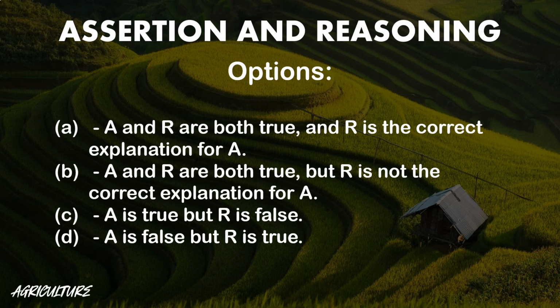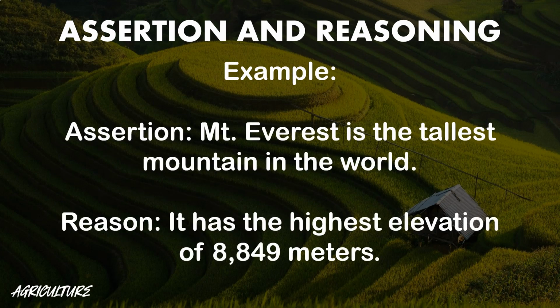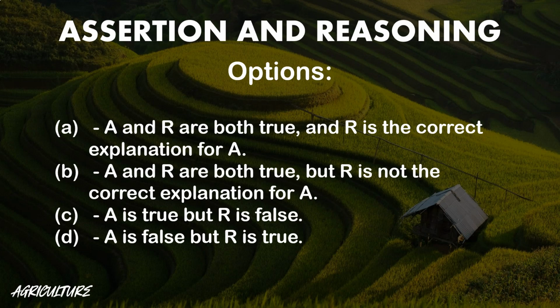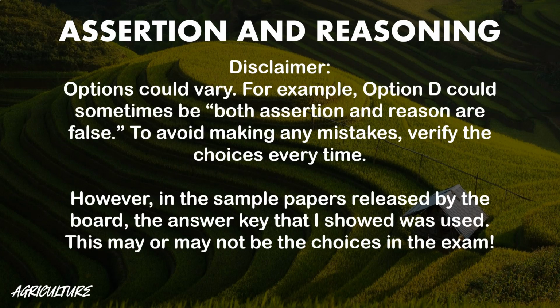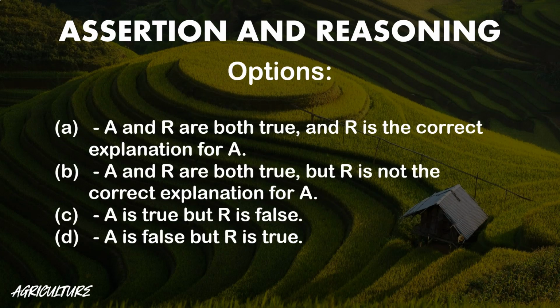So for this question, let's take a look at it again. Assertion: Mount Everest is the tallest mountain in the world. Reason: it has the highest elevation of 8,849 meters. I'll give you a few minutes to think about this question and let me know what the answer is. Just pause the video, think about it, and try finding the answer. If you haven't guessed, it's option A. Assertion and reason are both true, and reason is the correct explanation for the assertion.